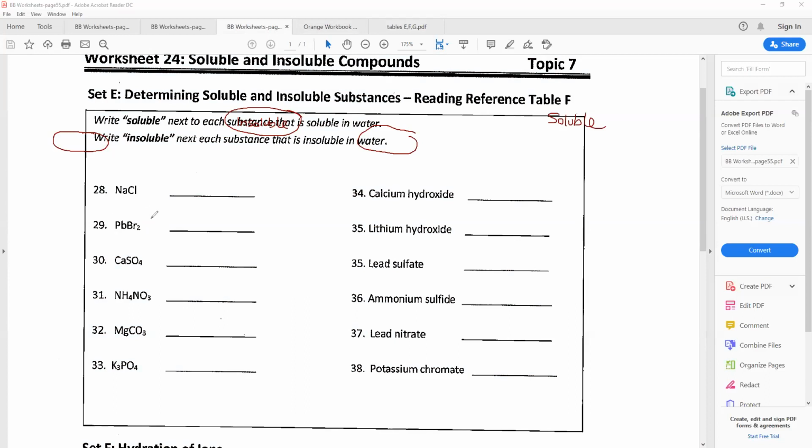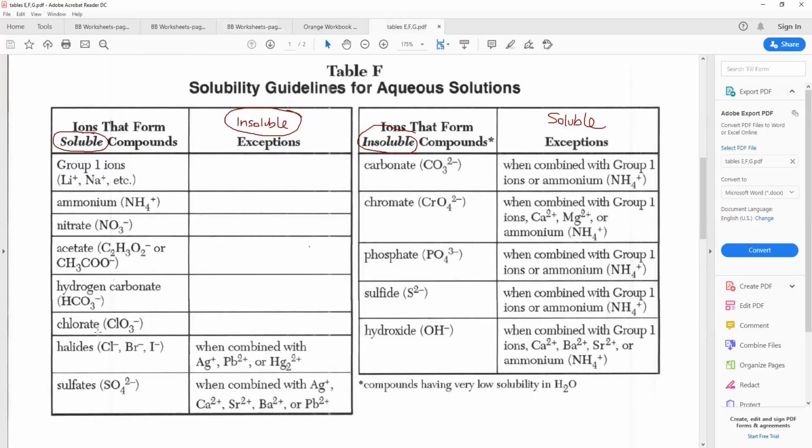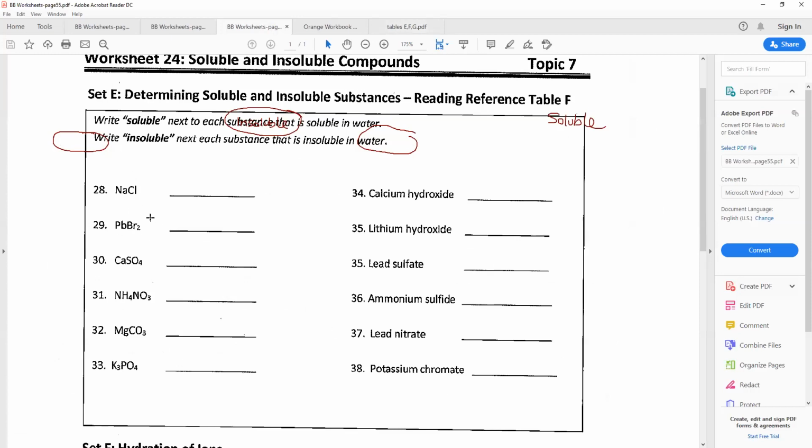Let's go to PbBr2. PbBr2, let's go back to this reference table. There is the Br. Br and Pb, they're combined. So usually it is soluble, but now it's with Pb. That's going to make it insoluble. Therefore, this one is going to be insoluble. And I don't know, let me see if I can write.